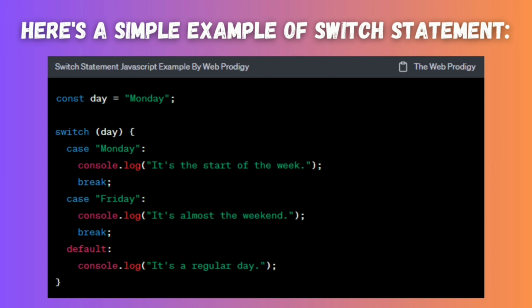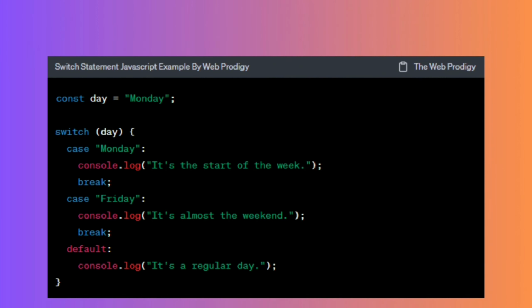Here is the JavaScript code that implements this day of the week check. We start by defining a variable day with the value Monday. Then we use a switch statement to evaluate the value of the day. Depending on the value, the code will execute different cases. If none of the cases match, the default block runs. The result is "it's the start of the week" because the day is Monday and it matches the first case.